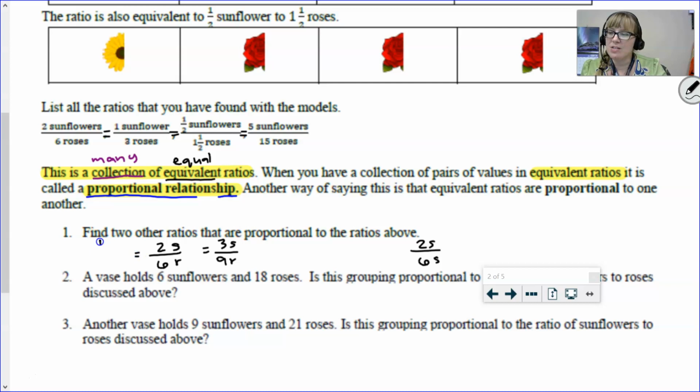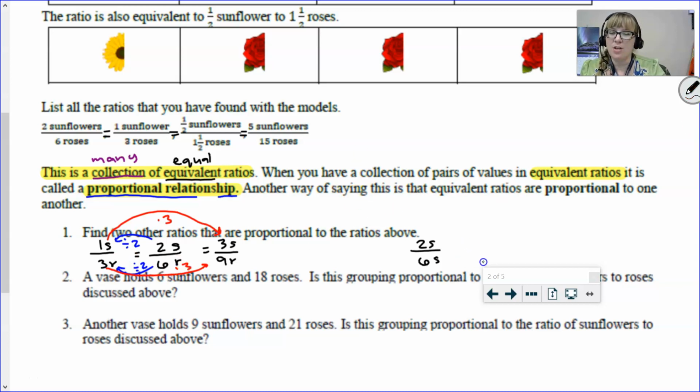Let's go back to the simplified ratio of 1 sunflower and 3 roses. We changed the 2 to a 1 by dividing by 2. And the 6 divided by 2 is how we got that 3. And now we can use this simplified ratio to say, how does a 1 change? Well, we can multiply it by 3. And the same thing here, the 3 multiplied by 3 is how we got that 9.